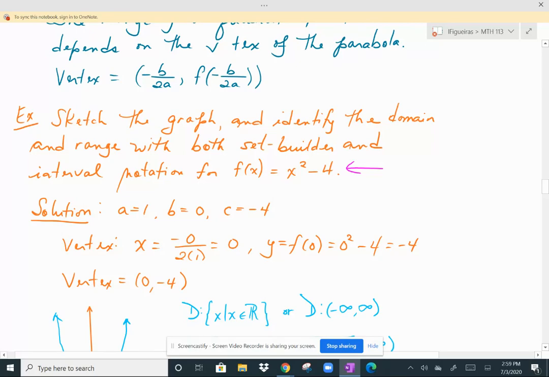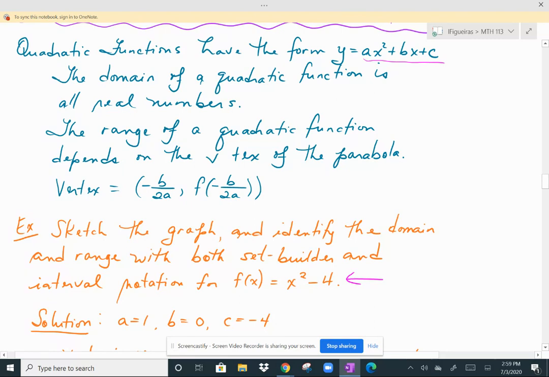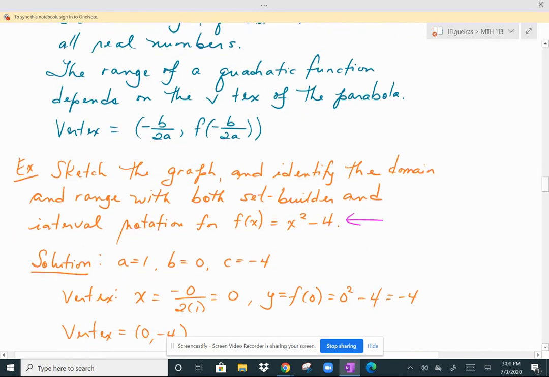So notice that it looks a little different than what I said here. That one has 3 terms, but x squared minus 4 only has 2. That's okay. As long as you have an x squared as your highest degree, this would be considered quadratic. Okay, so let's identify our a, our b, and our c.